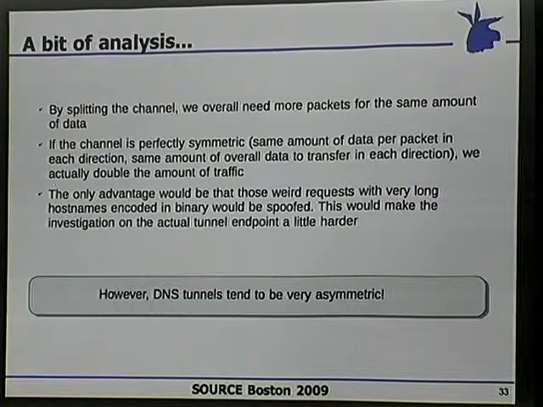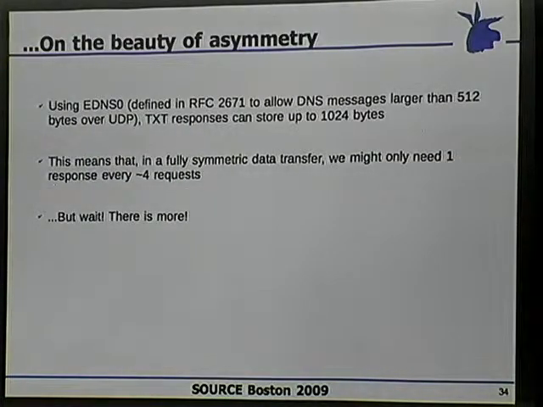However, the point is that DNS tunnels tend to be quite asymmetric, which pretty much solves our problem. First of all, we have more space in the responses than in the requests. Using plain normal DNS messages, for instance on TXT, we have 256 bytes. If we use EDNS0, which was defined in RFC 2671 to allow larger DNS messages, we have even more space. This means that even if the data transfer is symmetric, we might only need one response every circa 4 requests.